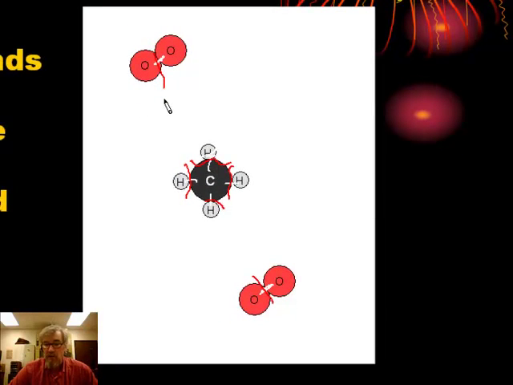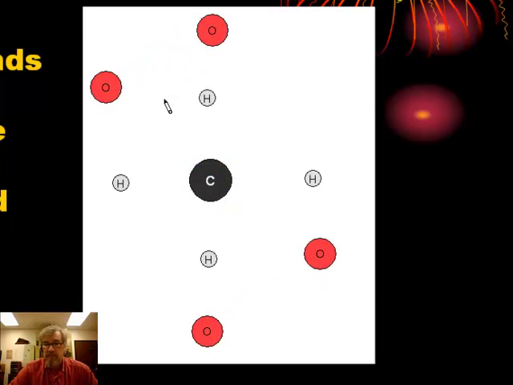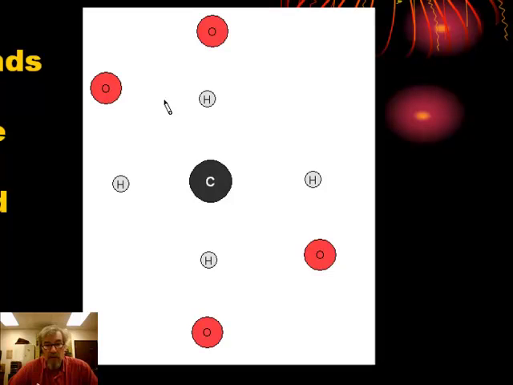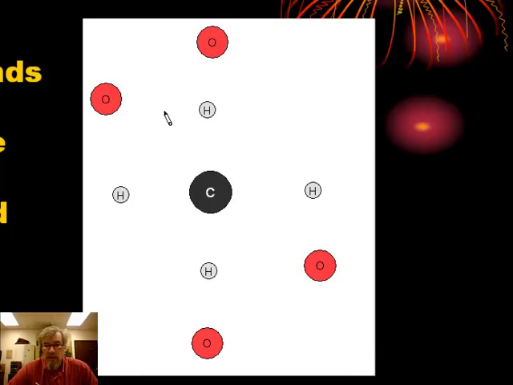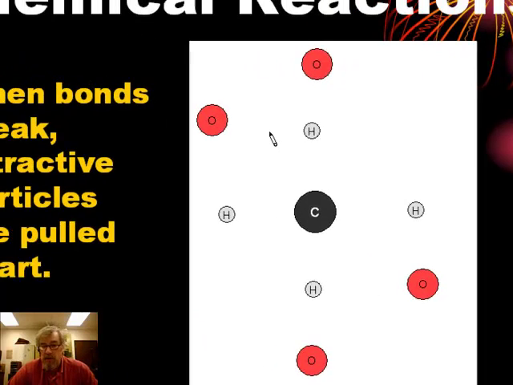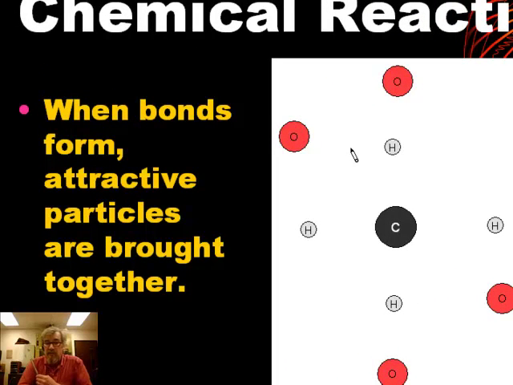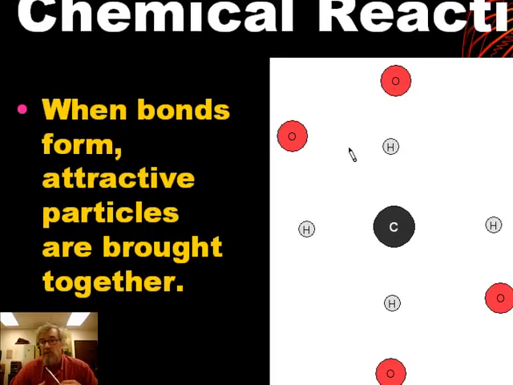Here's what it might look like if we could see on the atomic scale. We have now broken the bonds and pulled all those attractive particles apart from each other. That took energy. This is an energy in process. That's endothermic. The next thing that's going to happen is these particles are all going to reorganize themselves into new molecules, the product molecules. When the bonds form, attractive particles are brought back together, and that releases energy.